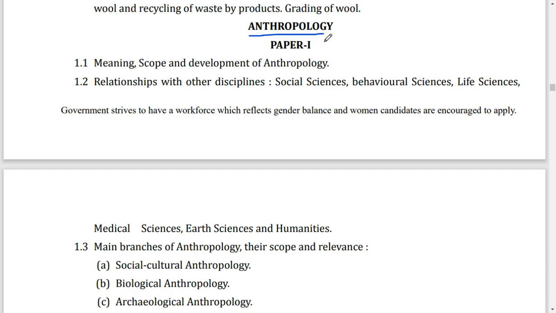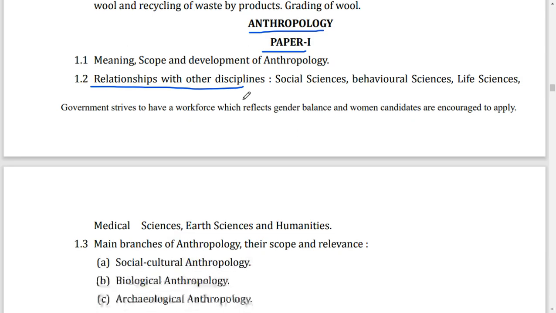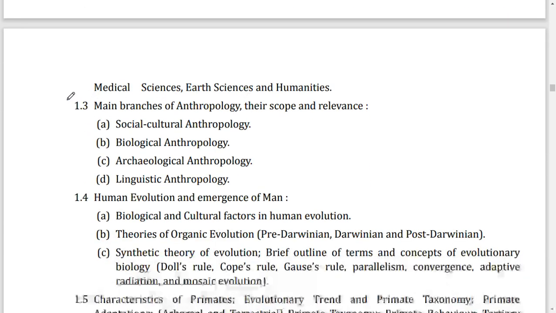Anthropology, Paper 1. 1.1 Meaning, Scope and Development of Anthropology. 1.2 Relationship with other disciplines: social sciences, behavioral sciences, life sciences, medical sciences, earth sciences, and humanities. 1.3 Main branches of anthropology, their scope and relevance.